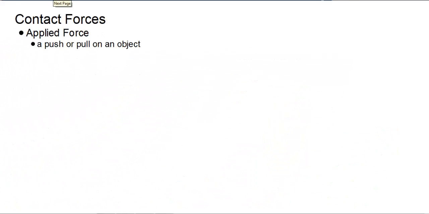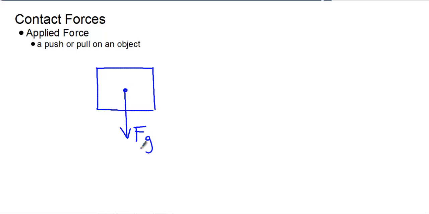Another contact force is an applied force. Okay, this is just a push or pull. We'll label it on a free body diagram as an FA. So in this case we have gravity acting down on it. If it's on a surface, great, we'd have a normal force. If it's not on a surface, there is no normal force. Let's just say that it is in this case. We'll go ahead and say that there's a normal force. And let's say we have an applied force horizontally.